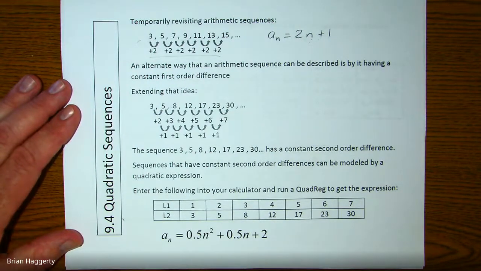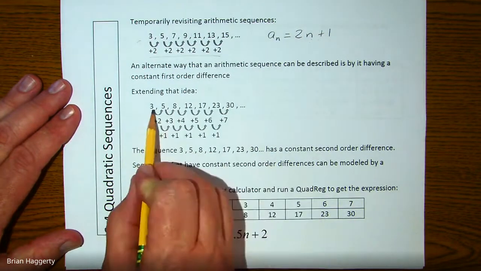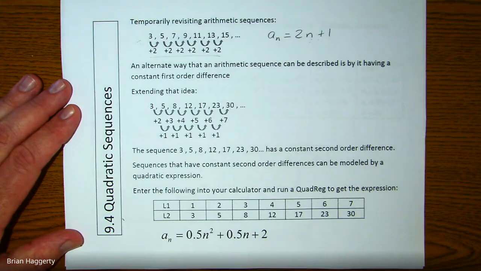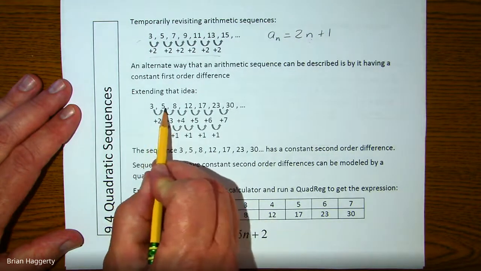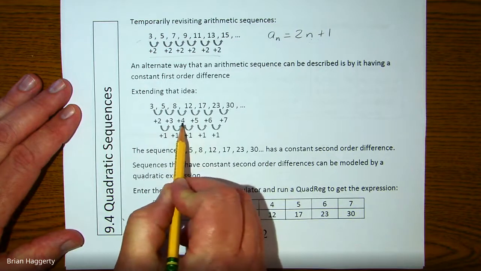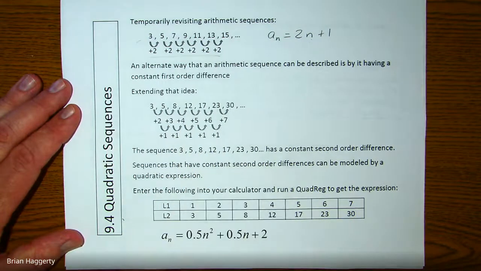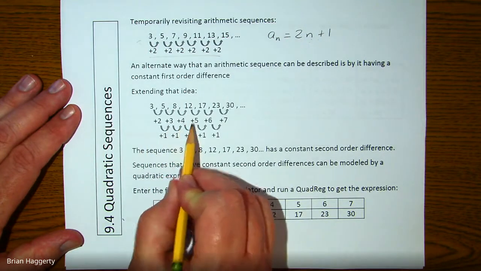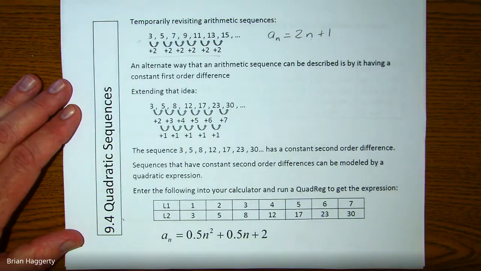Okay, now in contrast, this pattern right here, 3, 5, 8, 12, 17, 23, 30. If we do the first order differences, from 3 to 5 is plus 2. 5 to 8 is plus 3. 8 to 12 is plus 4. And we got plus 5, plus 6, plus 7. If we take the difference of the differences, which means the second order differences, there to there is plus 1, plus 1, plus 1, plus 1, plus 1. That constant second order difference is what allows us to classify this as a quadratic pattern.